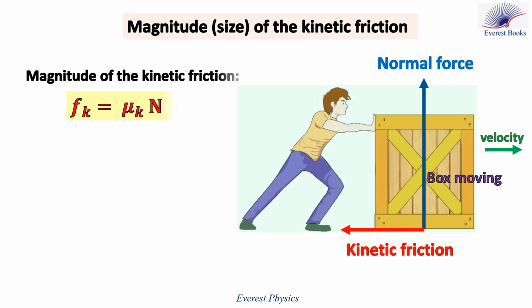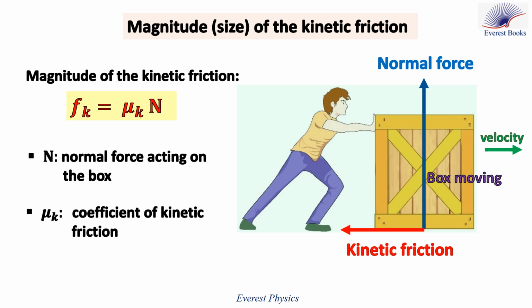Consider the moving box shown in the figure. The magnitude of the kinetic friction is given by μk times n, where n is the normal force acting on the box. μk is the coefficient of kinetic friction. Similar to the coefficient of static friction, it is a positive constant that depends on the material and the structure of the interacting surfaces.